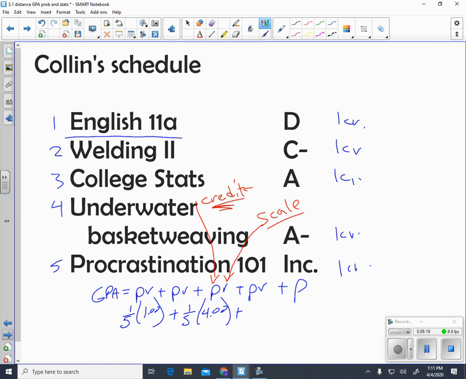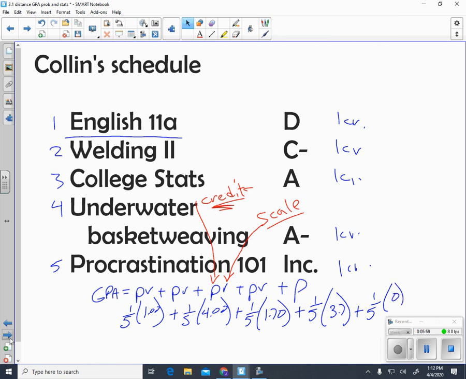excuse me. I missed the welding in there. I'm going to come back and do the welding right now. I got a 1 out of 5 chance that I earned a C minus, and a C minus, look at your notes there. A C is worth 2, so a C minus is 1.7. Okay, now I'm going to go to underwater basket weaving. 1 out of the 5 credits was underwater basket weaving, and A minus is 3.7 plus, and finally now procrastination. 1 out of 5 credits was procrastination, and it's an incomplete, which basically is a 0, so we'll put 0.